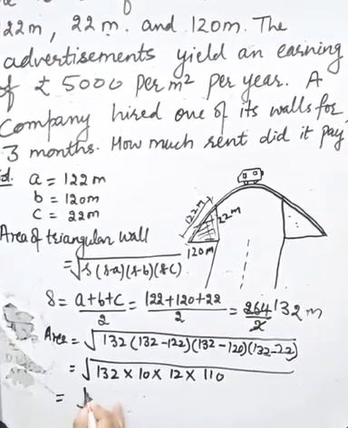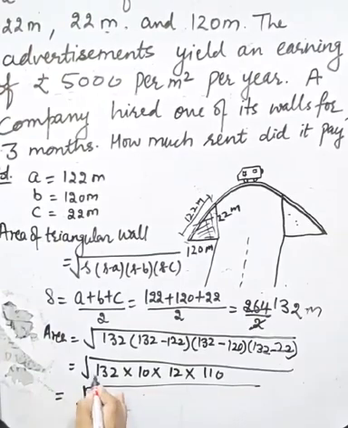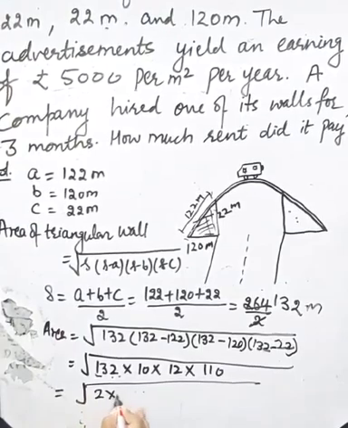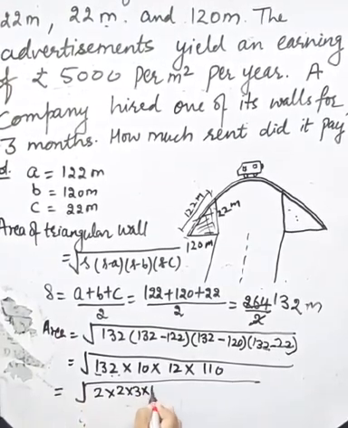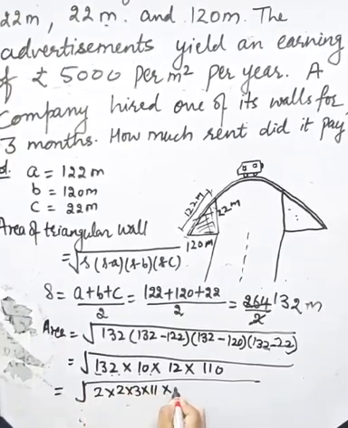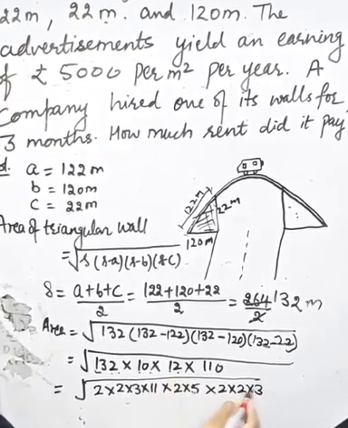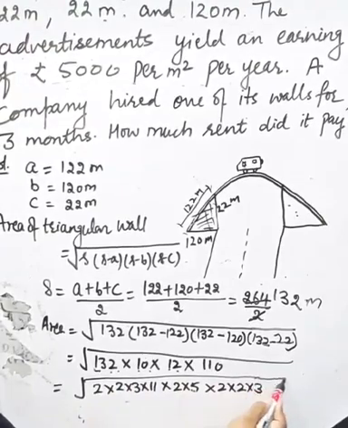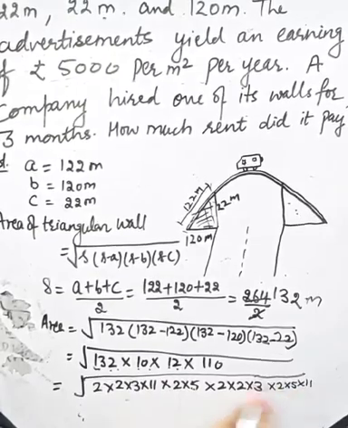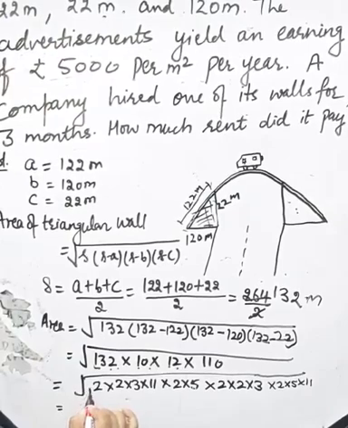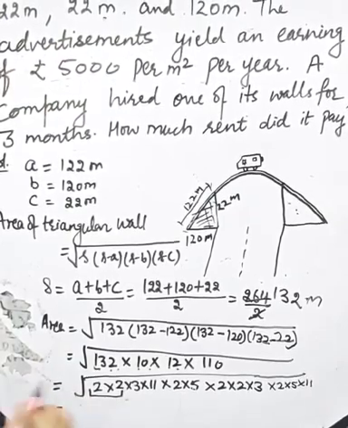Now do prime factors of 132 and reduce it to the lowest form. Prime factors of 132 are 2 into 2 into 3 into 11. Prime factors of 10 equal 2 into 5. Prime factors of 12 equal 2 into 2 into 3. Prime factors of 110 equal 2 into 5 into 11. Now in the next step we make pairs of like numbers and bring them out from the square root.